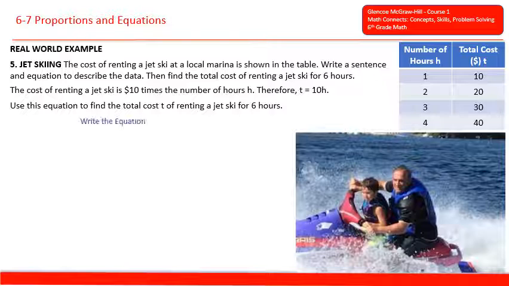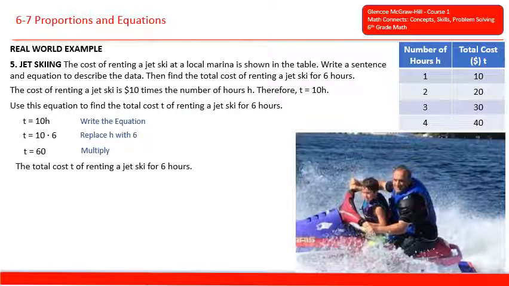Use this equation to find the total cost T of renting a jet ski for 6 hours. Write the equation. So the total cost equals $10 times h hours. Replace h with 6 because we're going to rent it for 6 hours. So the total cost is $10 times 6 hours. And now we'll multiply, and the total cost equals $60.